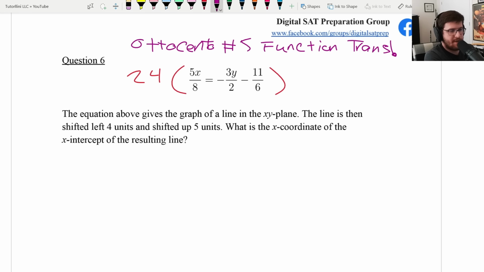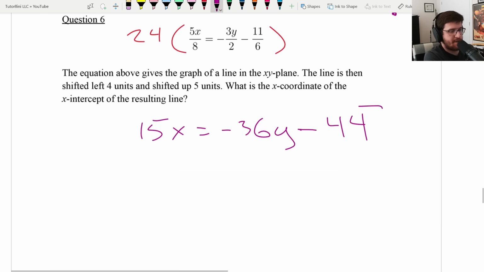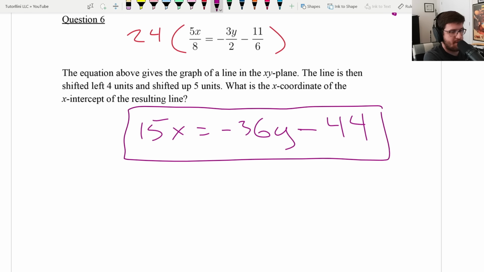24 by 3 is 15x. 24 by 2 is 12, 12 times 3 is 36, negative 36y. 24 by 6 is 4, 11 times 4 is 44, minus 44. Okay, so this is just the equation of the original line before we do anything.